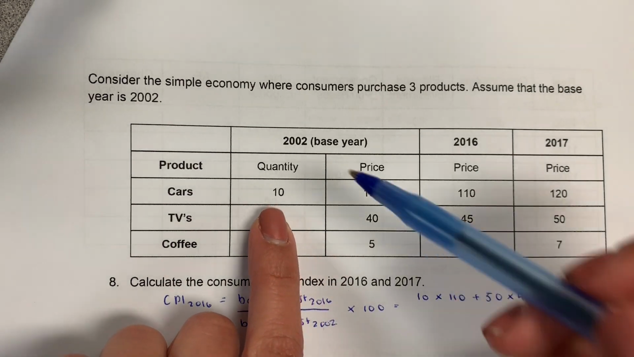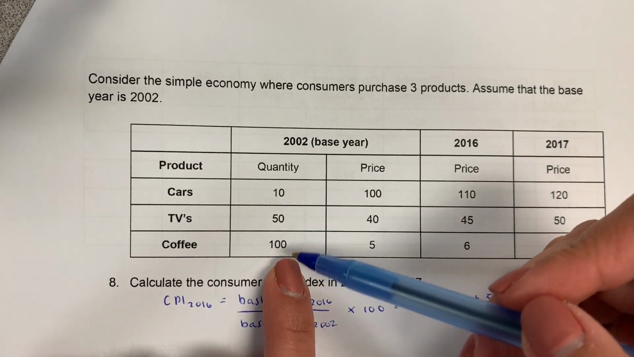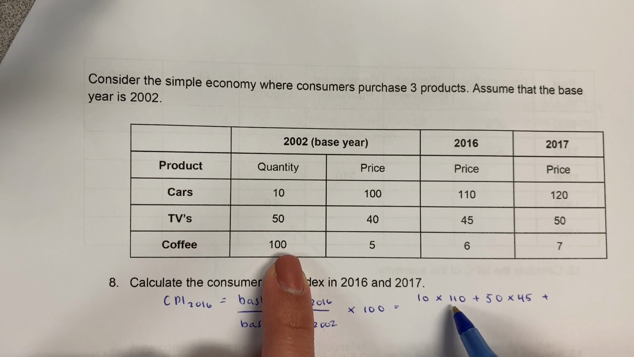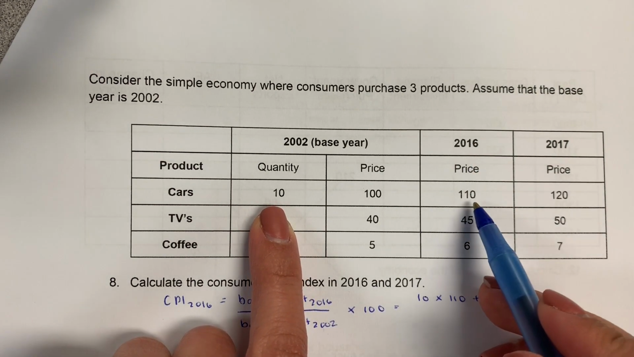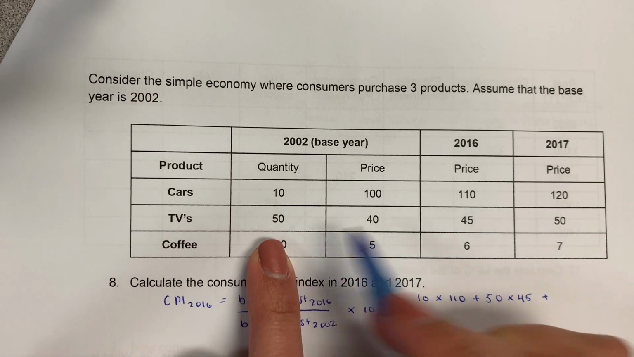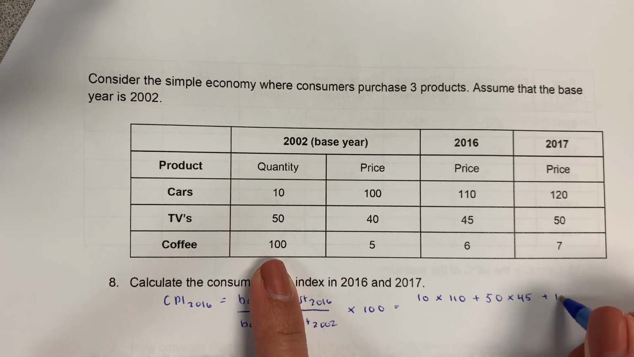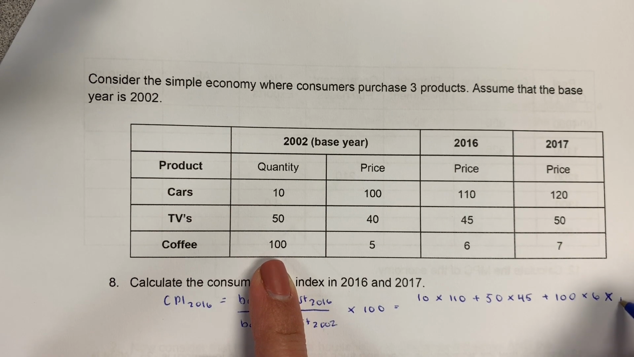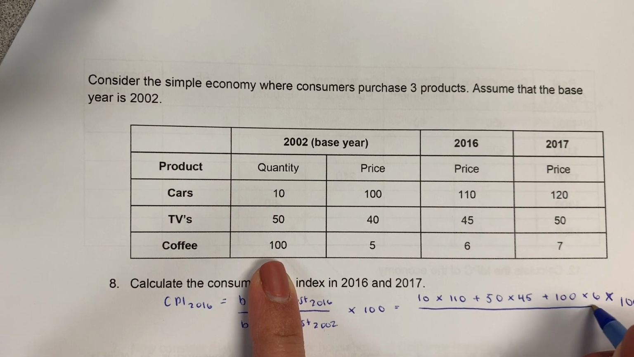We're going to take the quantities. We only have one quantity. That's the easy thing with the CPI. And we're going to multiply it by the price in 2016, right? So it's going to be 10 times 110 plus 50 times 45 plus 100 times 6. Let's multiply that, right? Multiply by 100, divide that.